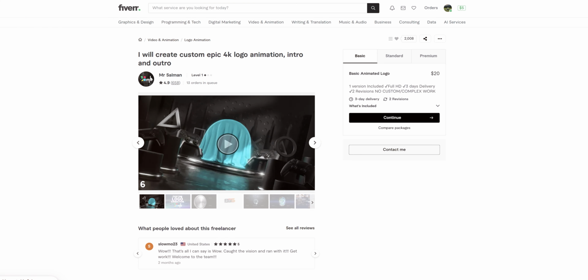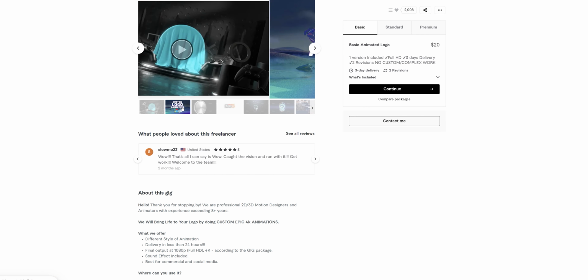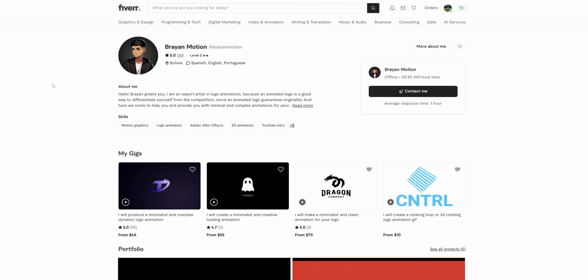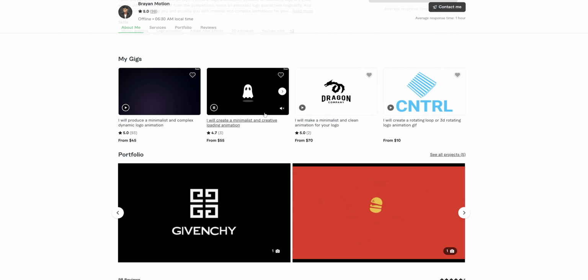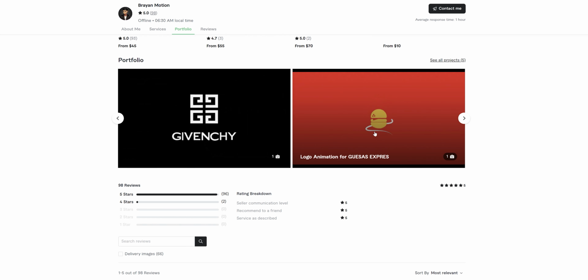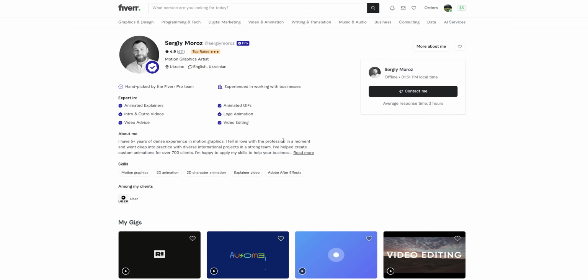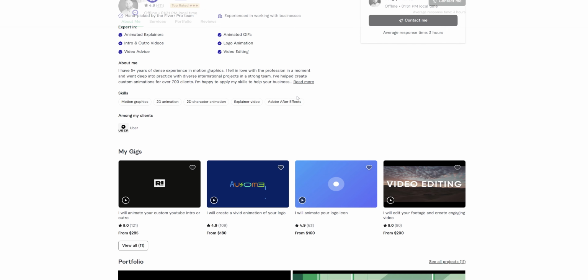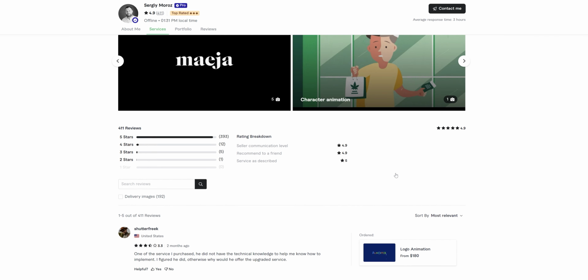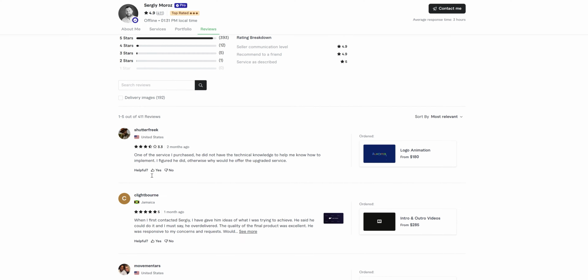So here are the 3 people that I shortlisted. At level 1, we have Mr. Salman, who is a level 1 freelancer, and we are going to be buying their basic animated logo animation. At level 2, I selected Brian Motion, who once again is a level 2 freelancer, and I'm gonna get his basic pack as well just to compare the two. And last but not the least, we have Sergey Moroz with their basic pack. He's a level 3 Fiverr Pro, so I'm really excited to see what he really comes up with.